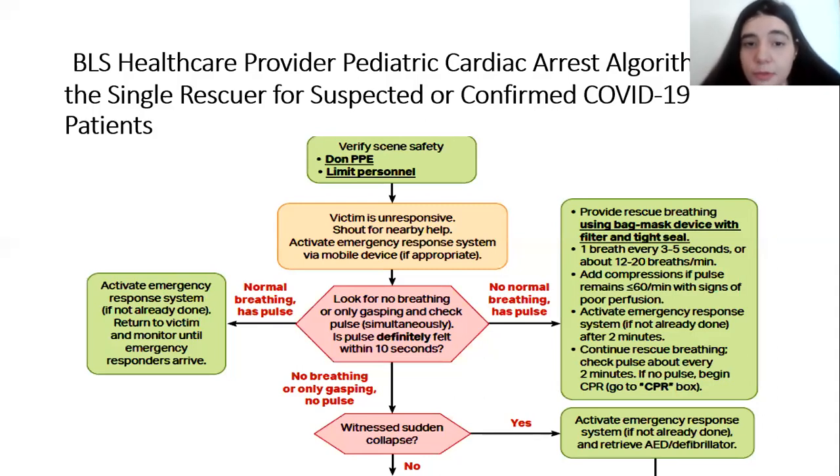the PPE, to limit the personnel, to watch if the patient is unresponsive, to see his breathing and pulse. If it has normal breathing and normal pulse, you have to monitor the patient. If no normal breathing, then use the bag mask, as we said before, with a filter, of course. And you have to add compressions if the pulse remains less than 60 beats per minute with signs of poor perfusion. And of course, check the pulse every 2 minutes, and if no pulse, we have to begin CPR, as we said before.